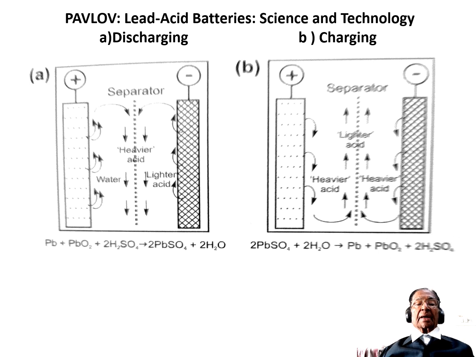Similarly, on the negative side also, there is no water coming there, but the dilute acid comes out because part of the acid is already used to convert the spongy lead negative to lead sulphate. So this is exactly the opposite of what happens during charging.